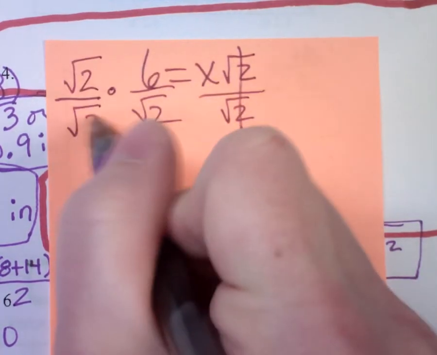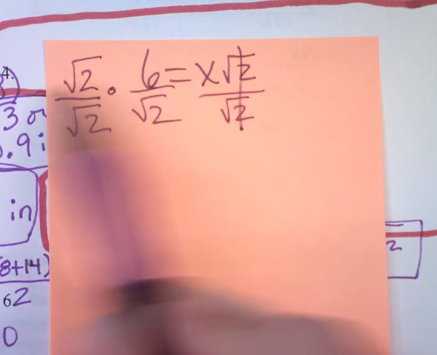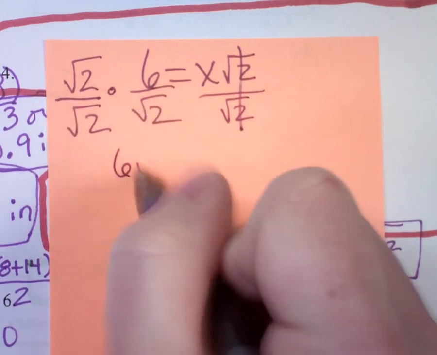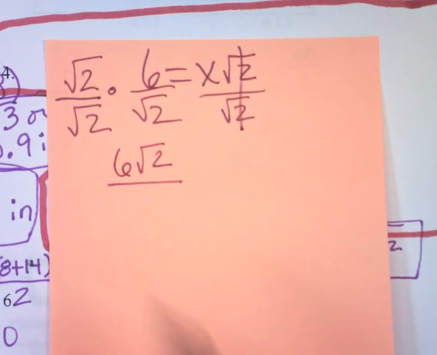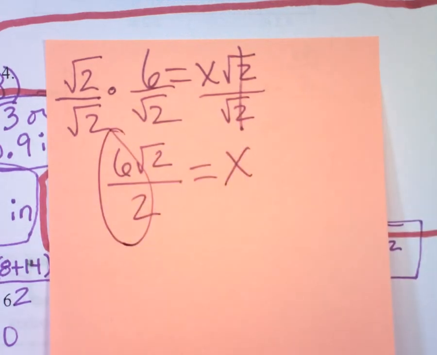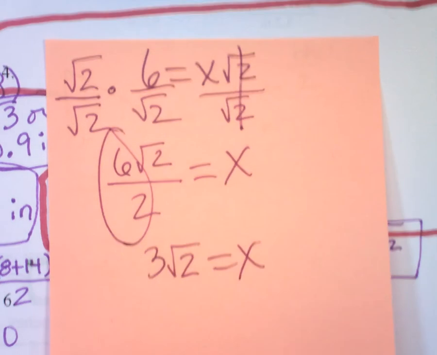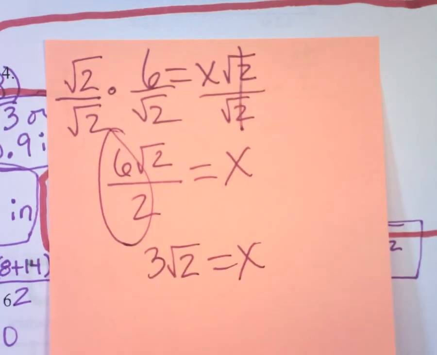So I'm going to multiply by whatever's in the denominator over itself, and then I'm going to multiply straight across, straight across. So what's 6 times square root of 2? 6 square root of 2. And then in the denominator, what's square root of 2 times square root of 2? Just a 2. And then I can do one more thing. I can divide the 6 and 2 and get a 3. So 3 square root of 2 is my x. And that's what I needed. I needed to know what my x was so I could work.